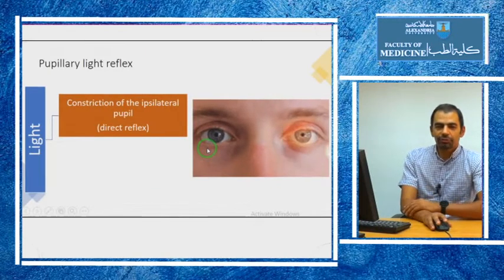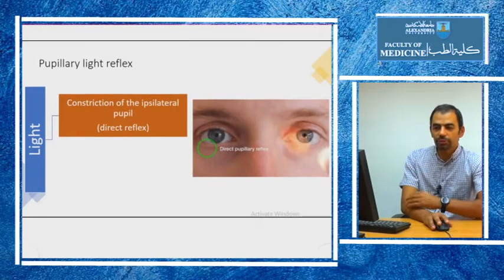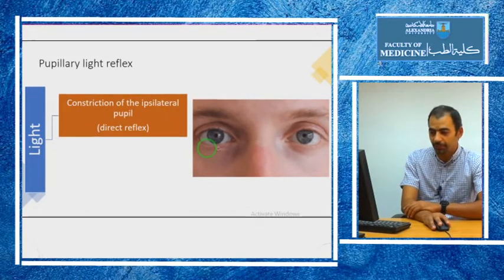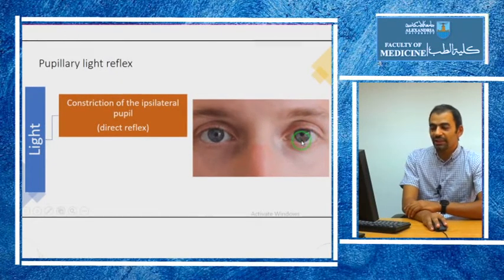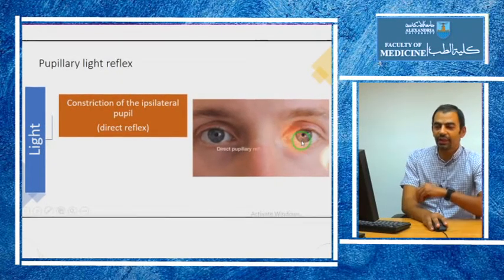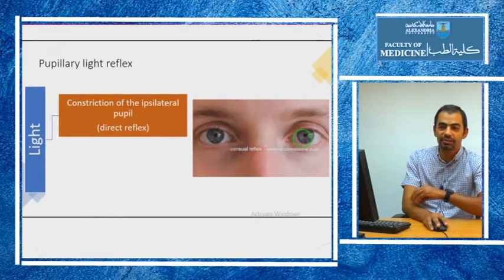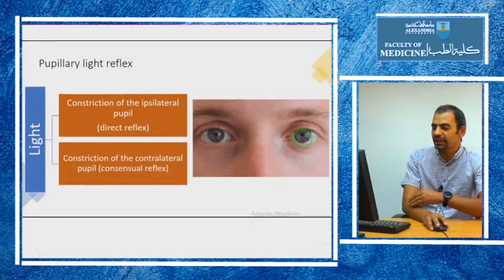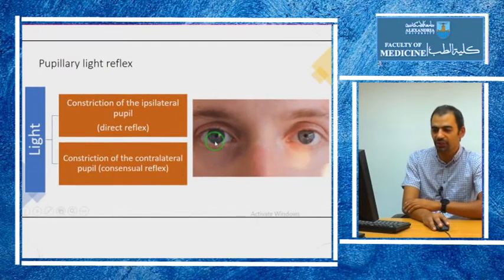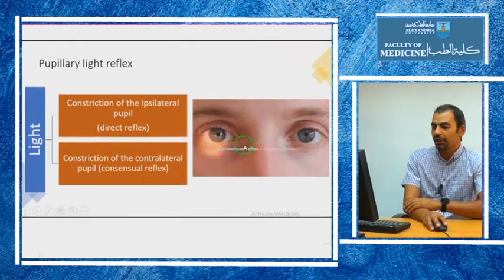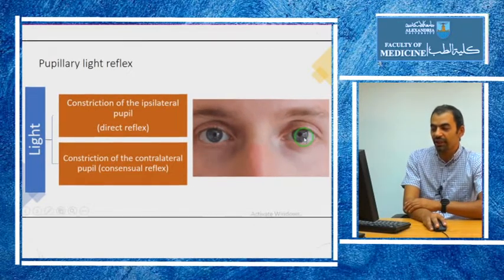After examination of the pupils in the ordinary room light, we move to the pupillary light reflex. Normally, when the light is shown to one eye, that eye will constrict, and this is called the direct reflex, the constriction of the ipsilateral, or the same eye on which the light is falling. The second part is the contraction or the miosis of the contralateral eye. This is called the consensual reflex. In other words, when the light is falling on that eye, this eye will constrict directly and the other eye will constrict consensually.